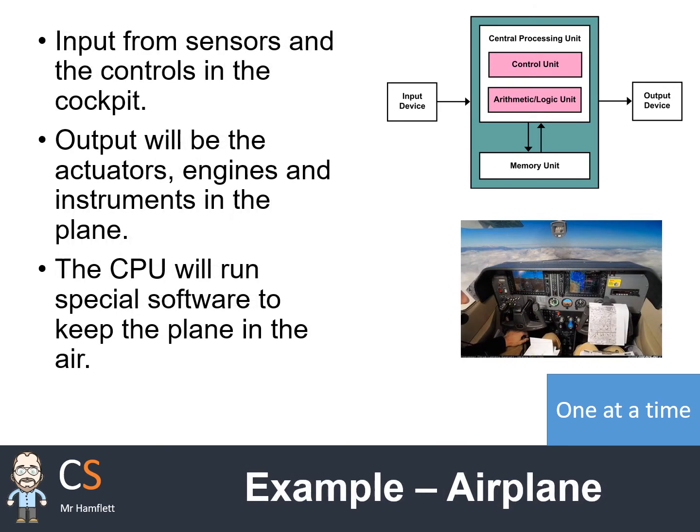In a similar vein, the airplane example will also have inputs. This will take the form of sensors around the plane, and also controls inside the cockpit, the buttons and joysticks and all that. Output will be in the form of the engines, the instruments in the plane, so you can see what altitude you're at, and actuators controlling maybe wing flaps. The CPU will run the specialized software of the plane. There is going to be a CPU behind the scenes running that software, and that software is required to keep the plane in the sky effectively.